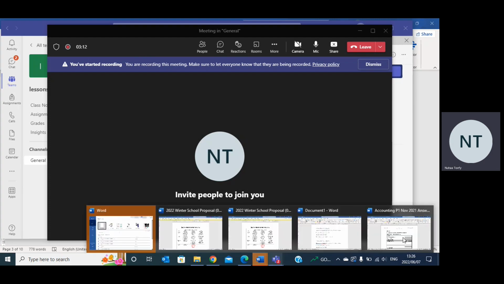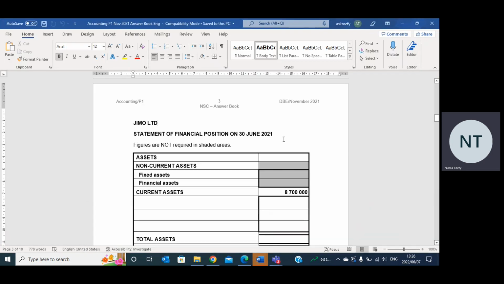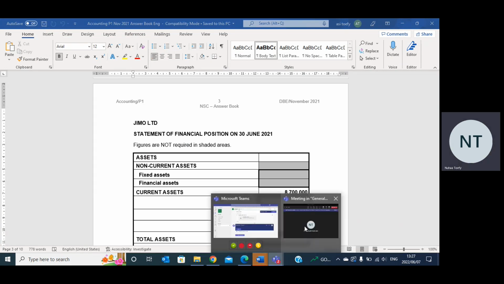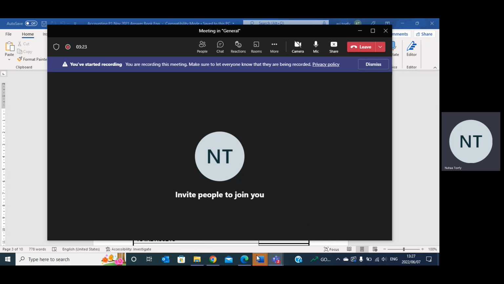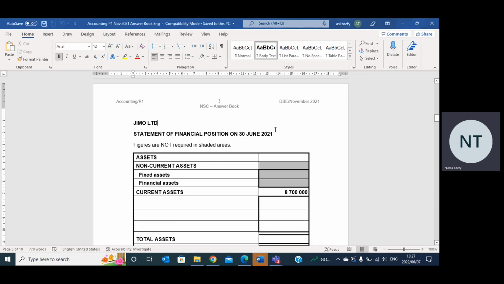If you just give me a moment, I hope that my screen is sharing. Let me just double check that quickly. Yes, the sharing is on. So I'm just going to open my answer booklet. There we go.